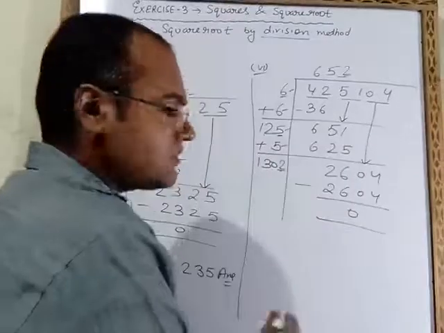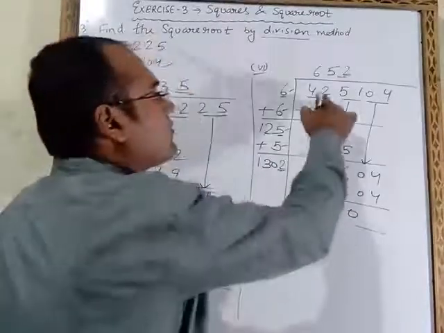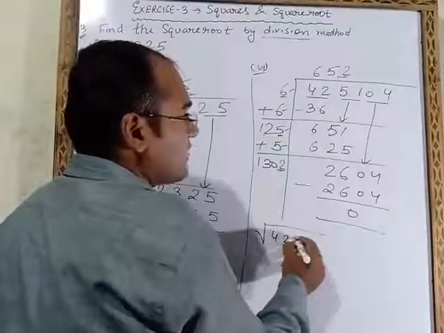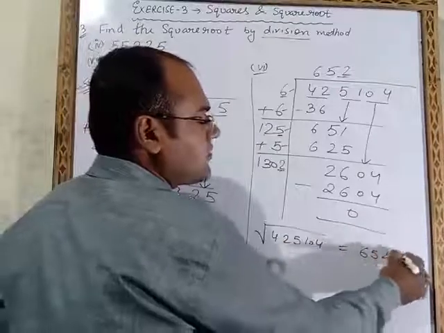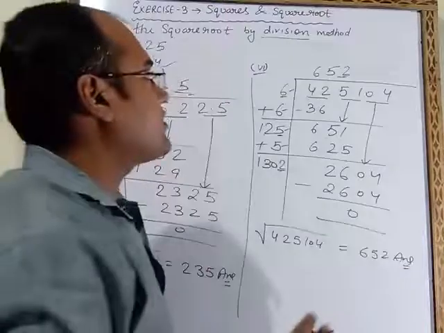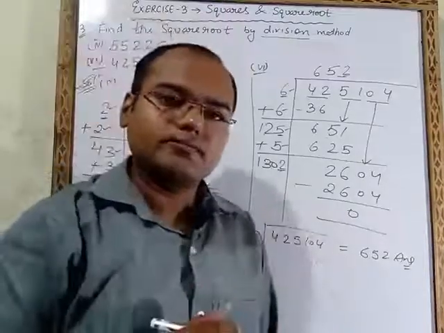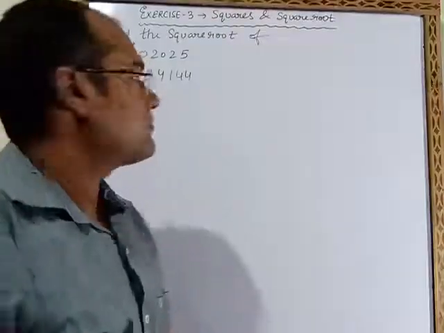So final answer you have to write here, square root of 4,25,104 is 652. So like this you have to do this question number 3rd. Now see question number 4th.